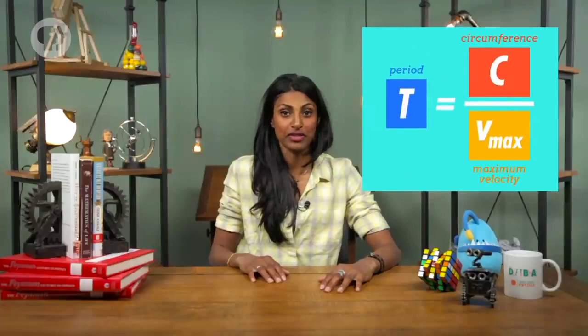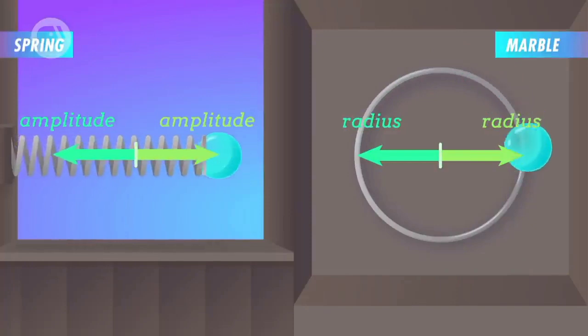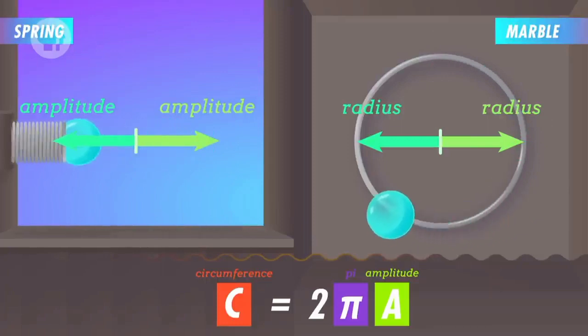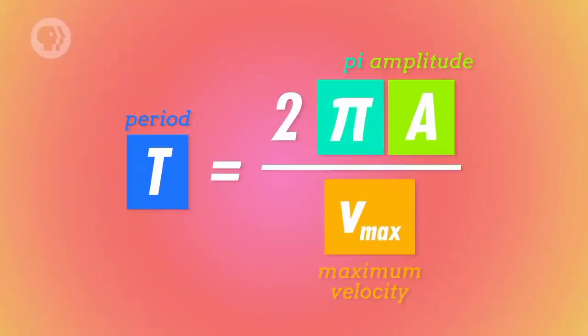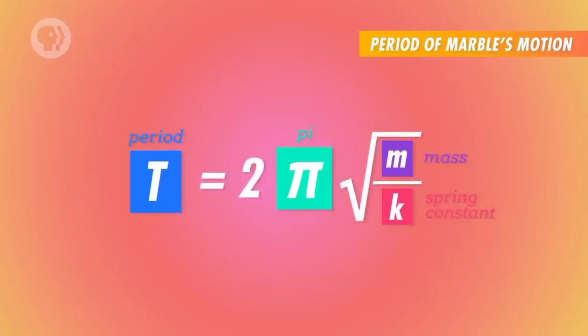So let's recall what we know about uniform circular motion to see what it can tell us about simple harmonic motion. We know that the time it takes for the marble to move around the ring once is called the period. We also know that the period will be equal to the circumference of the ring divided by the marble's speed. And the radius of the circle is the same as the ball's amplitude on the spring, so its circumference will be equal to 2 times pi times the amplitude. This means that the period will be equal to 2 times pi times the amplitude divided by the marble's speed, which again is the same as the ball's maximum speed as it moves on the spring. And we can simplify that equation since we know that the maximum speed of the ball is equal to the amplitude times the square root of the spring constant divided by the mass. So the period of the marble's motion around the ring is equal to 2 pi times the square root of m over k.